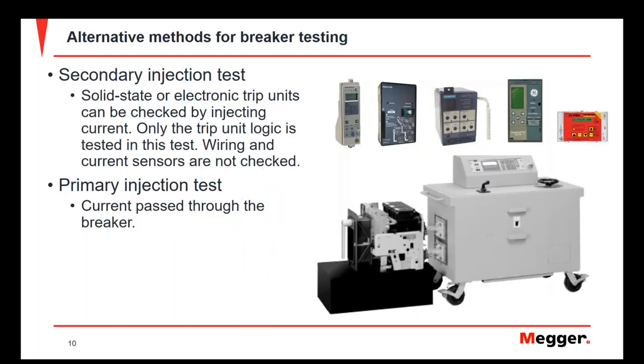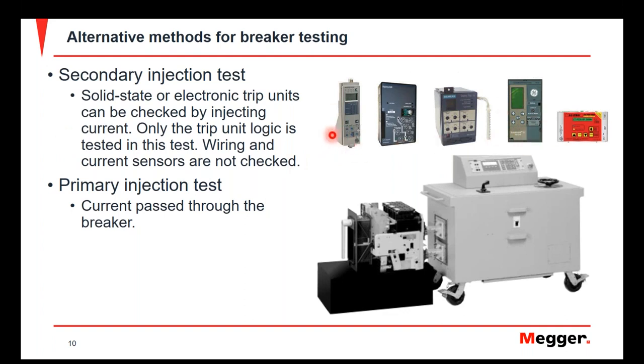Whenever we talk about primary current injection, there are always alternative methods that are mentioned, but we have to understand what we're talking about when we discuss those alternative methods. One that always comes up is secondary injection. Secondary injection is a means of testing a circuit breaker that has a solid state or an electronic trip unit. However, whenever we do that type of testing, that's the only part of the breaker that we're really testing.